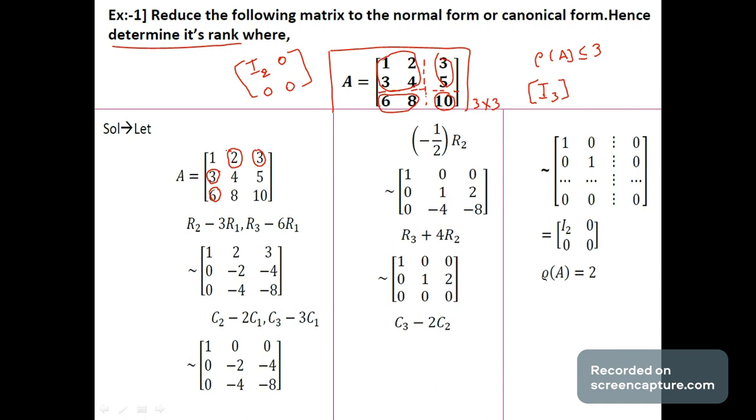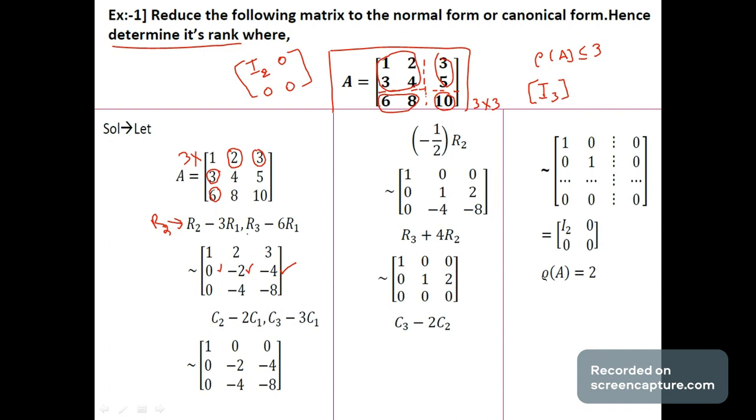So first of all we apply the row operation R2 tends to R2 minus 3 R1. So 3 minus 3 into 1, we get 0. 4 minus 3 into 2, 6, 4 minus 6 is minus 2. 5 minus 3 into 3, 9, 5 minus 9 is minus 4.